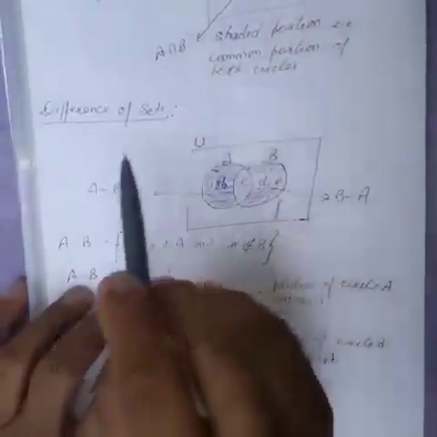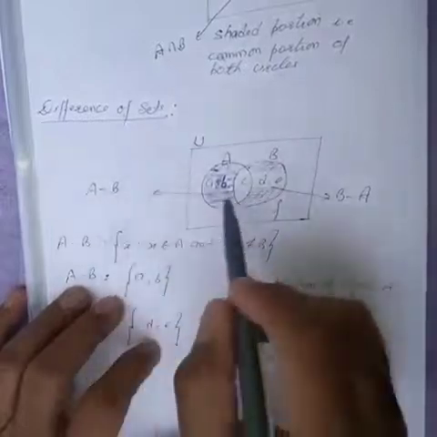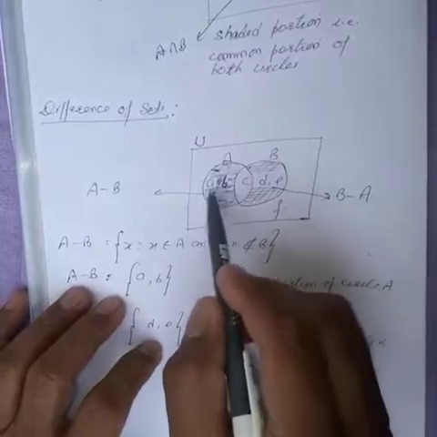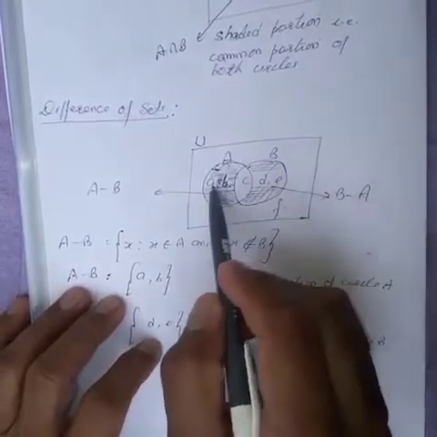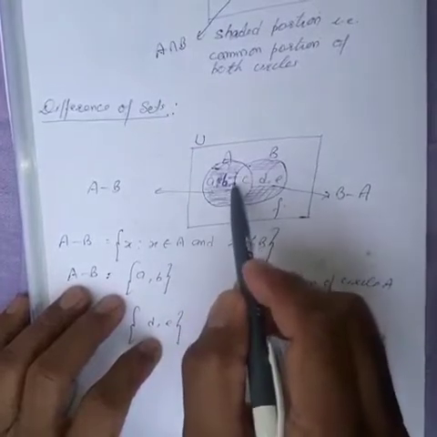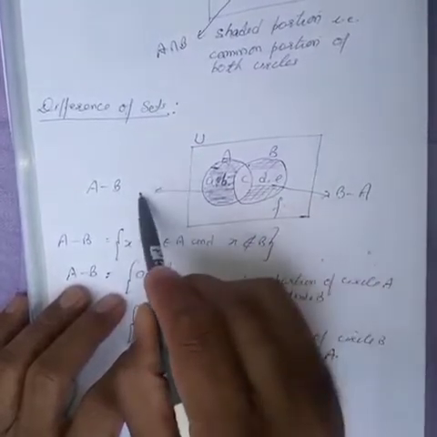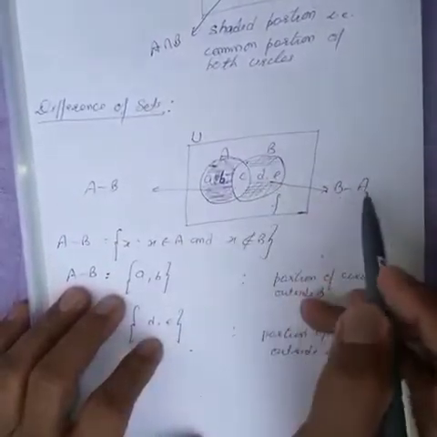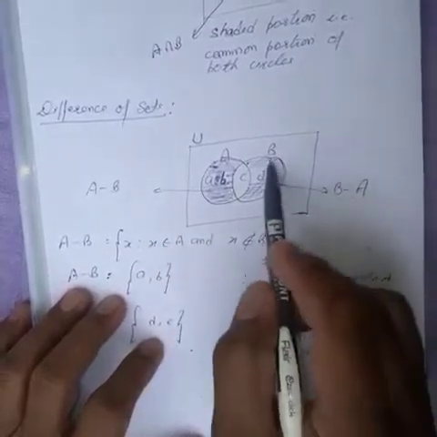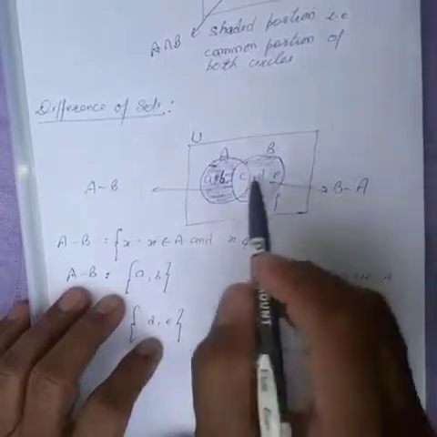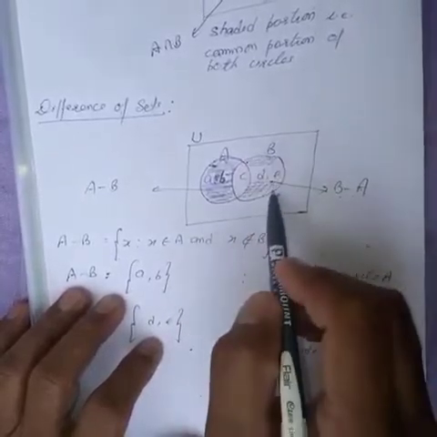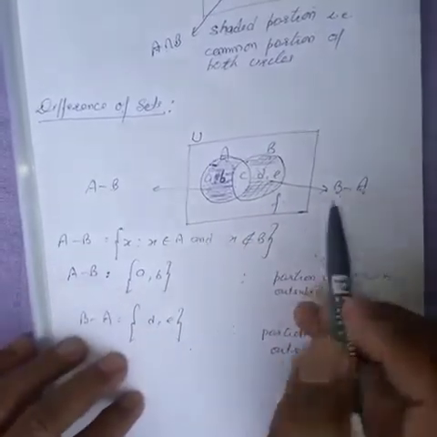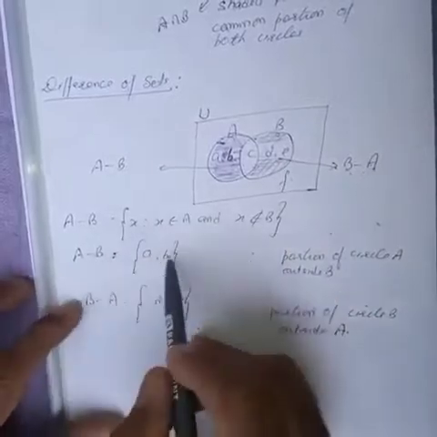Now difference of the sets. You consider the same example where if you want to show A minus B, then the portion of circle A which is outside of set B, it means this portion up to this part, this is called A minus B. Similarly, B minus A, you can recall the definition. B minus A is the set of all elements of B which don't belong to A. So write down the remaining portion of B which is outside A. This portion is called B minus A.